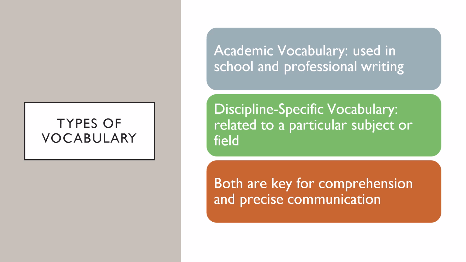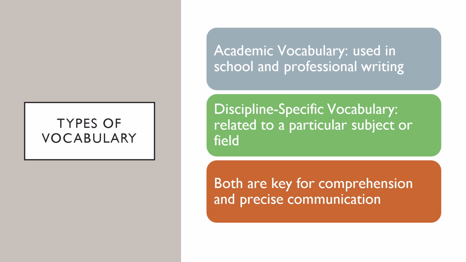So there are two major types of vocabulary we want to focus on in high school reading and writing. And the first is academic vocabulary. These are words that appear across subjects, and it helps us understand instructions and prompts and texts. These are going to be words like analyze, interpret, justify, evaluate.